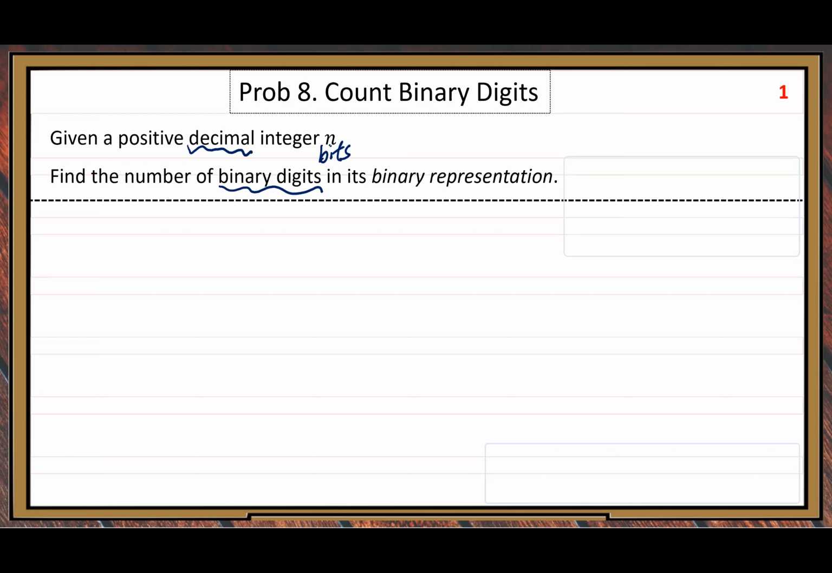But here, binary digits, I mean the original meaning. Now, let us solve this problem. It looks not too hard, right? Given an arbitrary positive integer n, find the number of binary digits, or bits, used in its binary representation. So it's not hard.